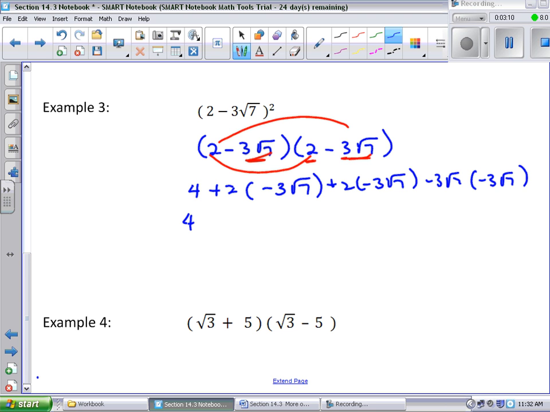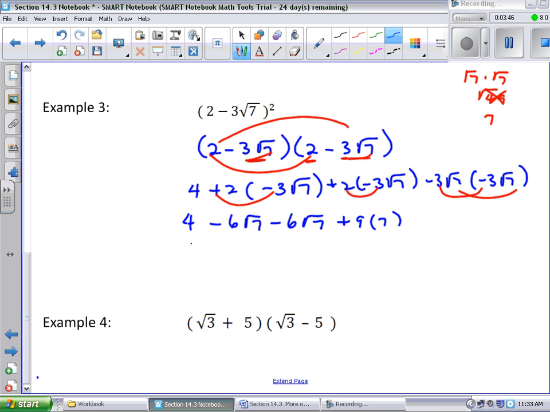So I have 4. When I multiply positive 2 times negative 3, I will get negative 6 square roots of 7. And again, positive 2 times negative 3 will give me another negative 6 square roots of 7. Then when I multiply negative 3 times negative 3, I will get positive 9. And the square root of 7 times the square root of 7 will give me the square root of 49, or I can omit that step and just put 7, times 7, so that I will have 4.